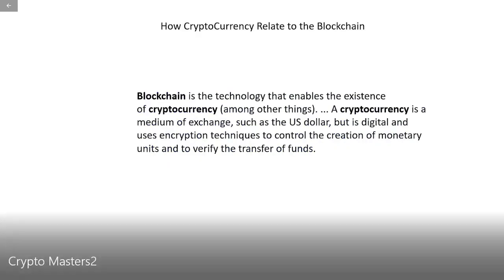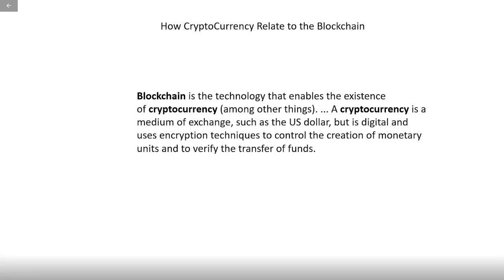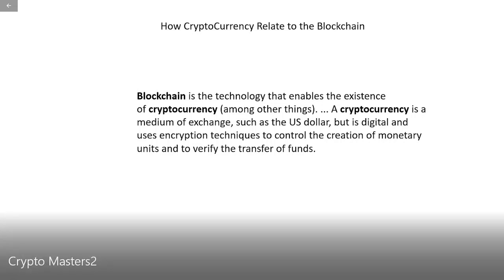So blockchain is the technology that enables the existence of cryptocurrency, amongst other things. Cryptocurrency is a medium of exchange, just like the U.S. dollar, but it's digital and uses encryption techniques to control the creation of monetary units and to verify the transaction of funds. So that's where you get cryptocurrency, because it's digital money, digital currency.